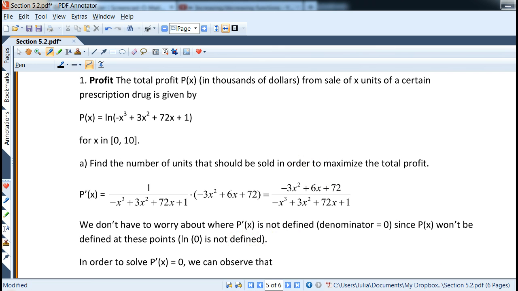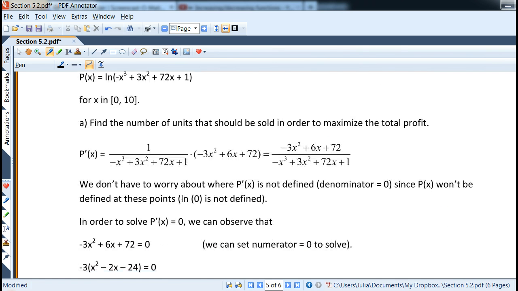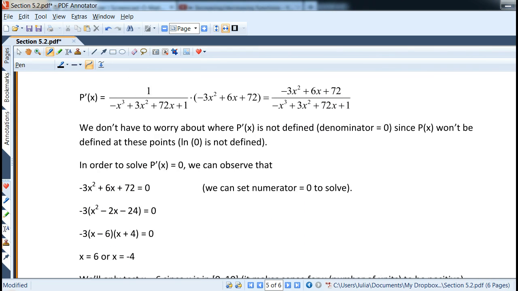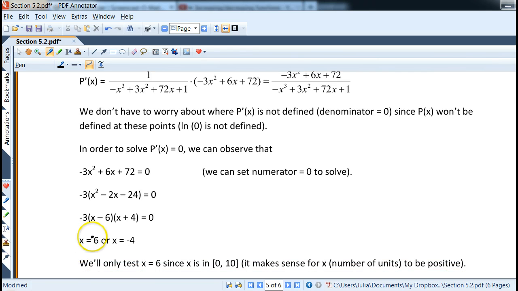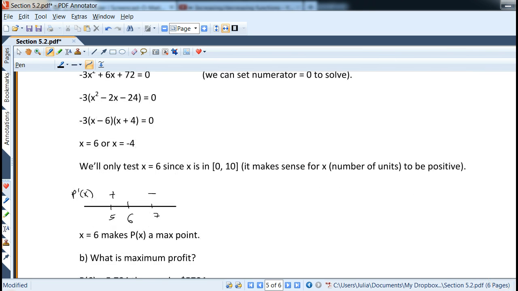But the top can be 0 also. Notice we can set the whole function equal to 0, get rid of the denominator. So let's worry about the top. Looks like we can factor it. And once we factor it, we get two critical numbers, x equals 6 or x equals negative 4. But remember, negative 4 is not in the domain 0 to 10, and the function may not be defined there. So we're only testing x equals 6. Okay. And it also makes sense because the number of units can only be positive, so it doesn't make sense otherwise.